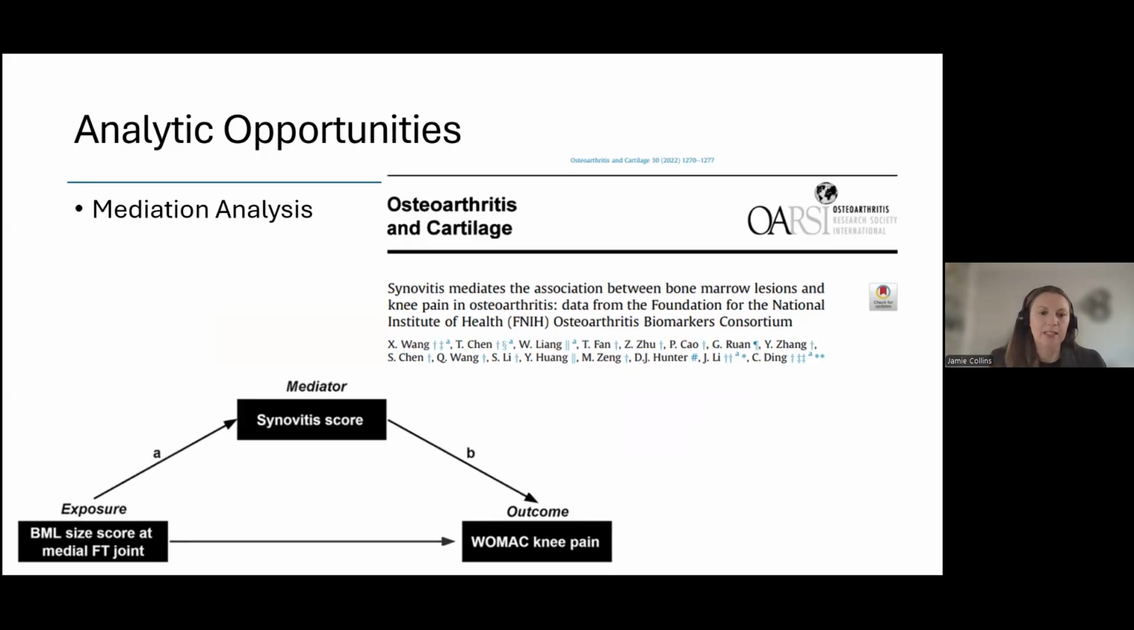And the question that we ask is whether there's a mediator through which some of that association is actually mediated. So in this case, the investigators asked whether some of the association between BML size score and WOMAC knee pain is actually mediated through synovitis score. And I think the FNIH offers a really unique opportunity to do some of these analyses because we have longitudinal biomarker data at baseline, 12 and 24 months. So there's really, I think, a really interesting opportunity for longitudinal mediation analysis.